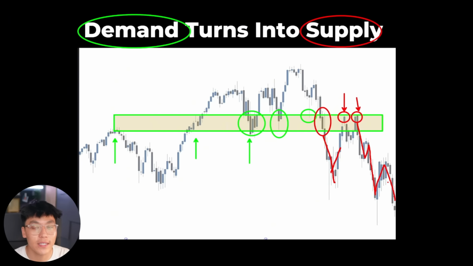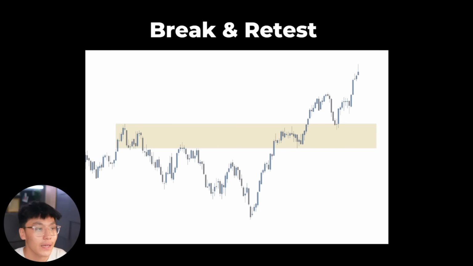When looking at these levels, they are interchangeable. Demand turns into supply, supply turns into demand. It's very similar to support and resistance. Support turns into resistance, resistance turns into support. But the main thing about demand and supply is that it's a key area on a chart and not just a key level. Next thing we're going to be talking about is how we can use these supply and demand flip zones in combination with my bread and butter strategy, which is the break and retest.